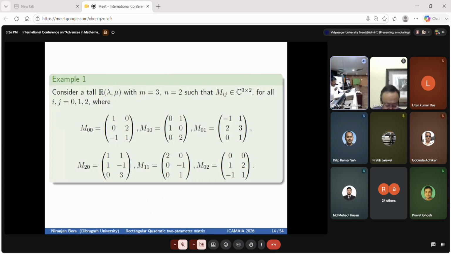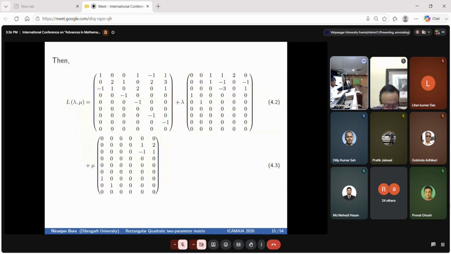So we have taken an example to show the form of the linearization class. Here we consider the example by taking n equal to 2. The predicted matrices are like this, and we have constructed the L lambda. We have seen that the size of the linear matrix polynomial, the coefficient matrices size, increases. This is the problem.